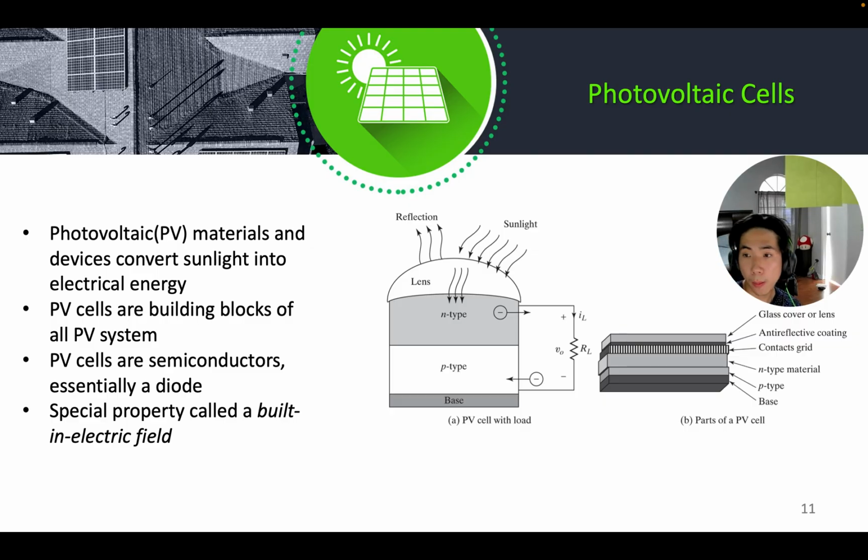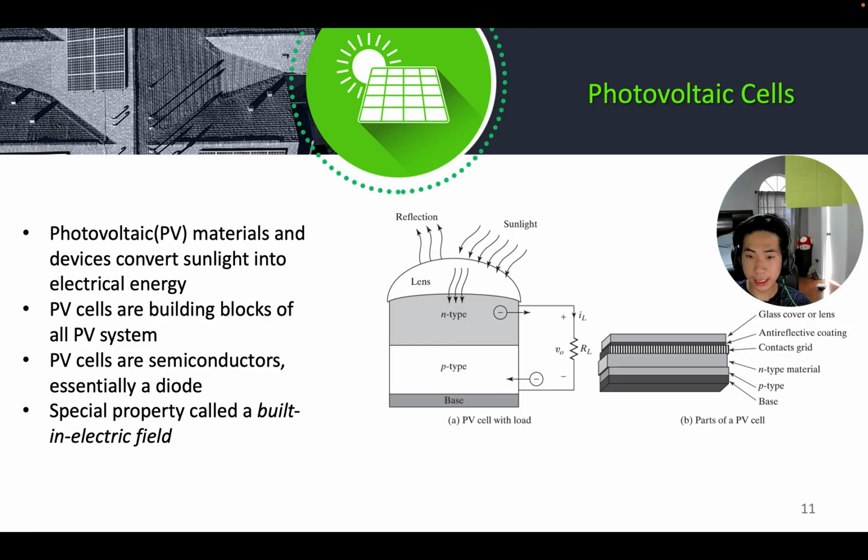The way they operate is that when sunlight makes contact, the lens focuses the light energy directly towards the N-type material. This excites the electrons in the N-type material. These cells have a special built-in electric field that provides the force needed to drive the current through an external load. So the electron gets excited and then moves towards the P-type, and this is how we are able to harness the electricity. PV cells are the building blocks of all PV systems.